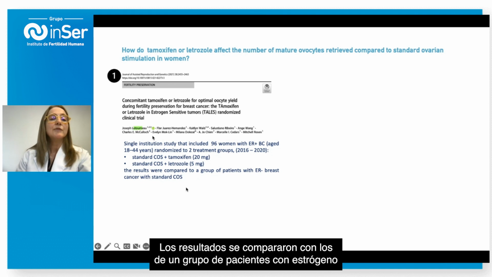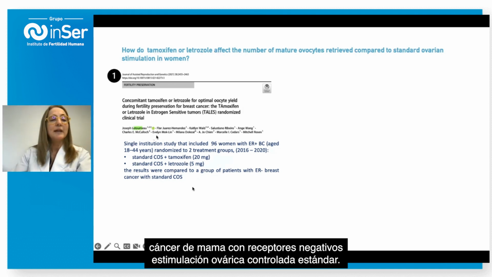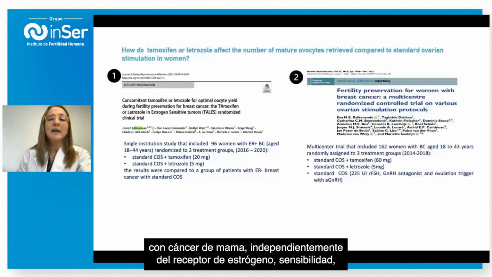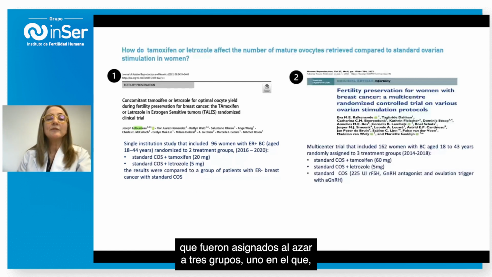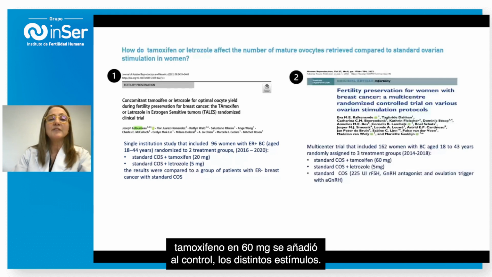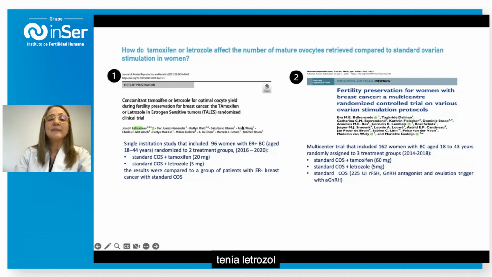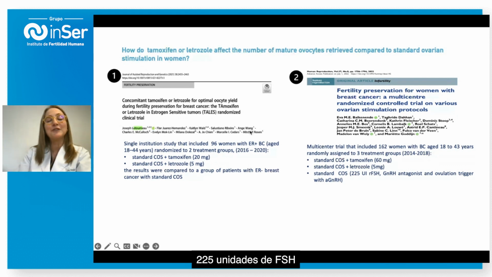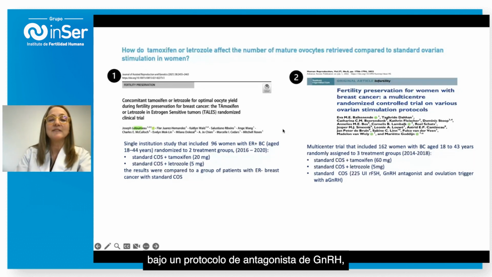The results were compared to those of a group of patients with estrogen receptor negative breast cancer undergoing standard controlled ovarian stimulation. And the second is a multi-center randomized trial that included 162 women with breast cancer, regardless of the estrogen receptor sensitivity, that were randomly assigned to three groups. One in which tamoxifen 60 milligrams was added to the controlled ovarian stimulation. A second group had letrozole 5 milligrams added to the standard stimulation process. And the third group just received the standard stimulation with 225 units of FSH under a GnRH antagonist protocol.